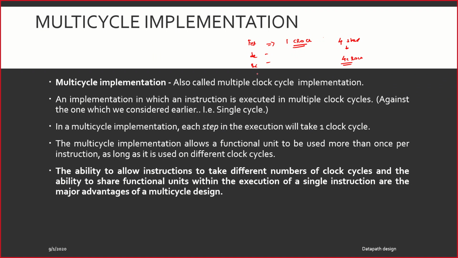Now, because of this approach, what will happen is a single functional unit, for example, I have a memory unit. This memory unit can be used more than once per instruction during different clock cycles. What do you mean by that, sir? Clock cycle 1, 2, 3, 4. In the first clock cycle, I read the content from the memory for instance, and in the fourth clock cycle, I write the content into the memory. So what do you mean by that? I use the same component 2 times or 3 times in the entire execution cycle. This is one point that you need to remember.